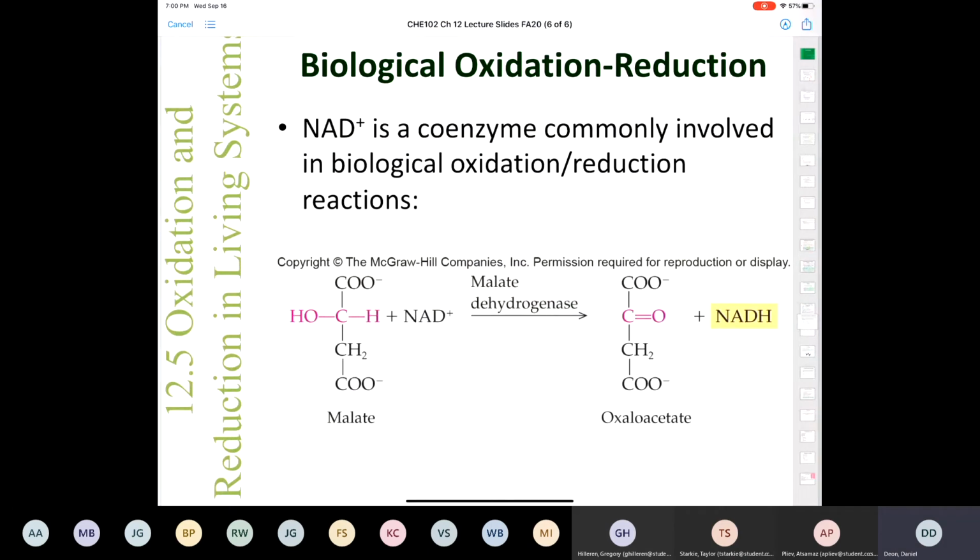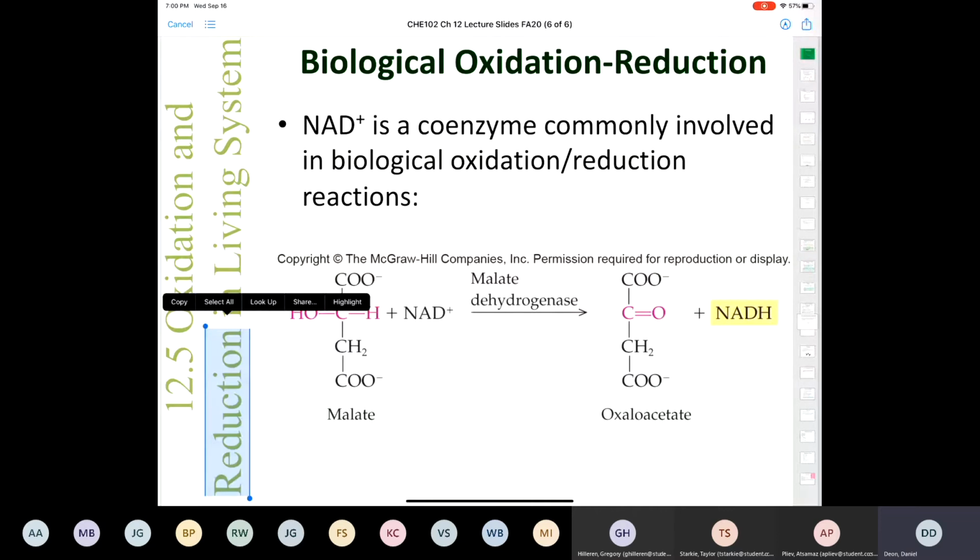Anyhow, later on, we're going to look at biochemistry in probably the last 1/3 of the course. And you might have heard of nicotinamide adenine dinucleotide, or NAD+, which is a coenzyme that's commonly involved in redox or oxidation reduction reactions, what we call redox reactions in biochemistry. So here we have a molecule called malate. You don't have to worry about malate right now, but the idea is that NAD plus is getting reduced here.